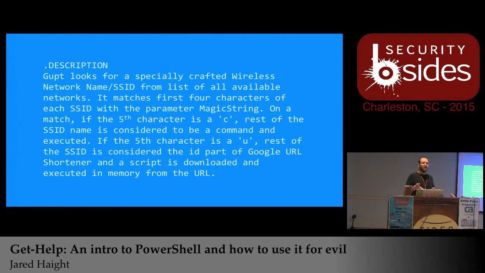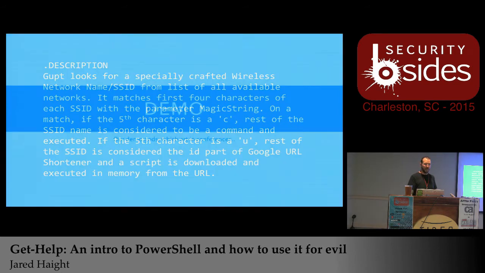If the 5th character of the SSID is a C, it treats the rest of that SSID as PowerShell and just executes it. If the 5th character is a U, it treats the rest of that SSID as a Google short URL and goes out and downloads the PS1 file or whatever it's pointed to and executes that as PowerShell. That is totally off the wall, and I love the devious bastard that came up with that.